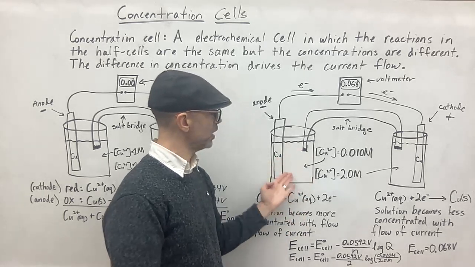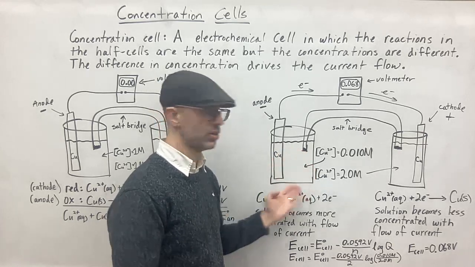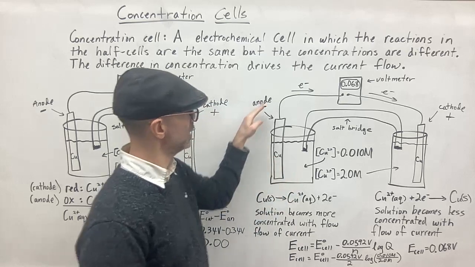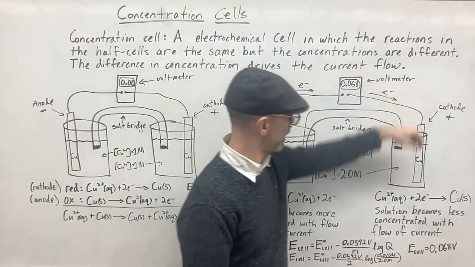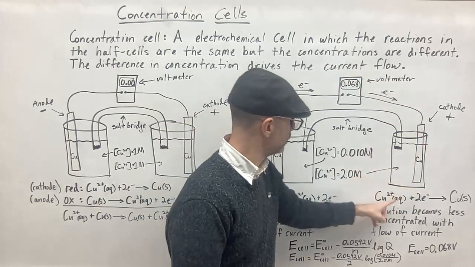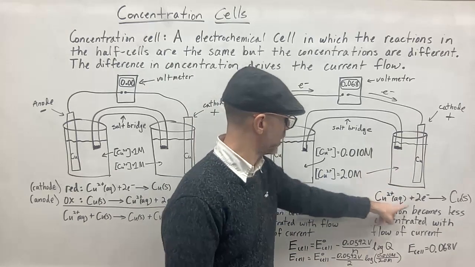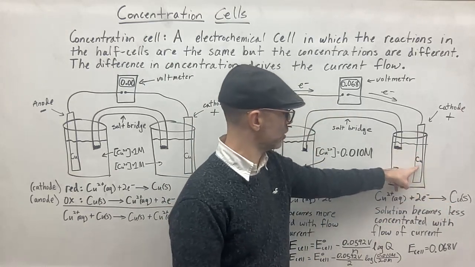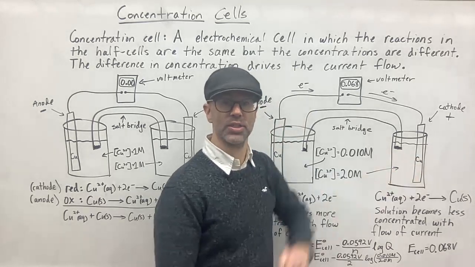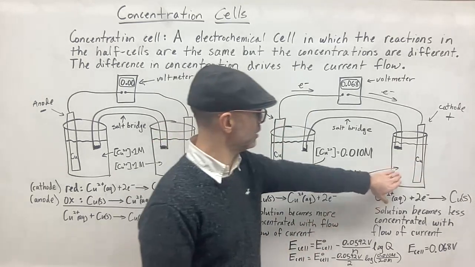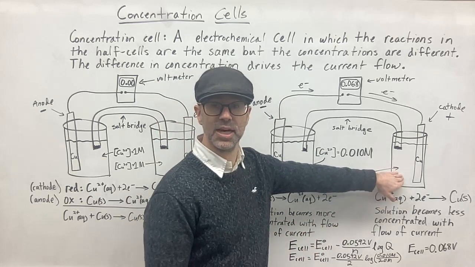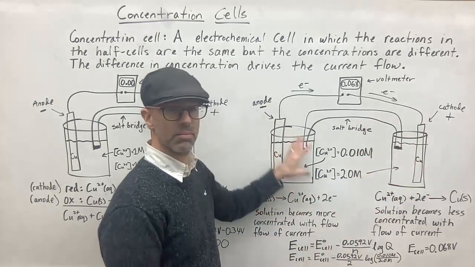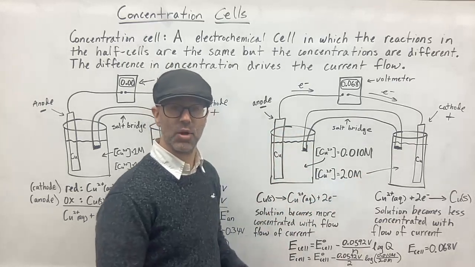So the copper 2 plus concentration is going to grow here. So this concentration is going to get higher, and as the electrons flow this way, the copper 2 plus ions here are going to pick up those electrons and become neutral copper solid. So they're going to add more to this electrode here. So the concentration is going to decrease here. So this is going to become less positive, and this is going to become more positive as time goes on.